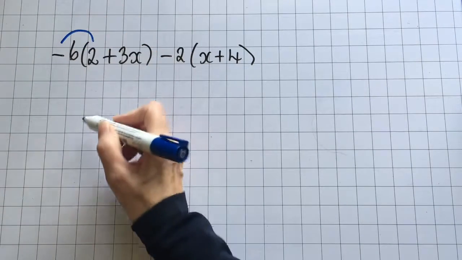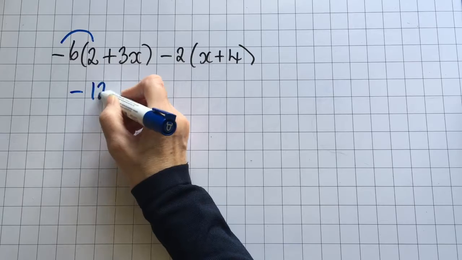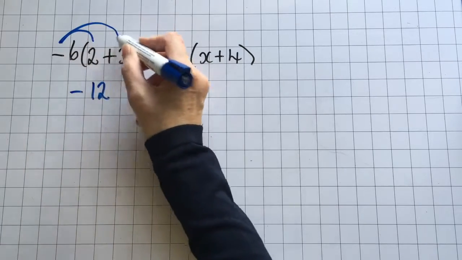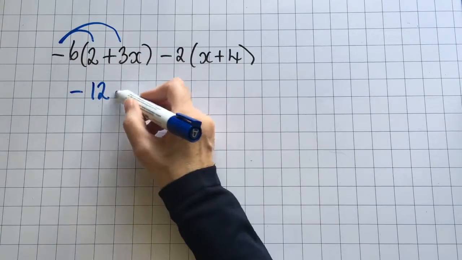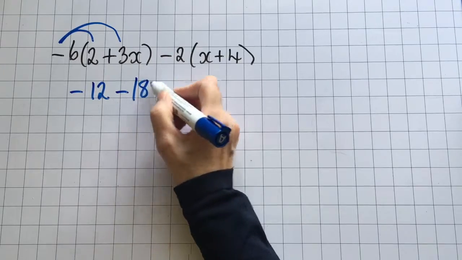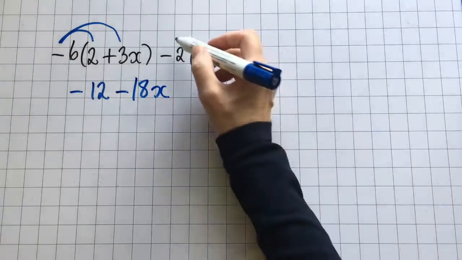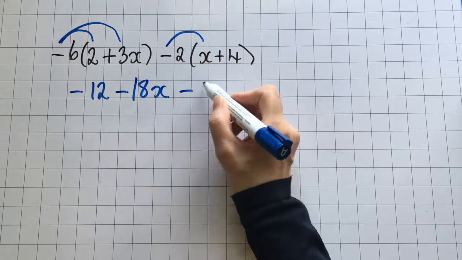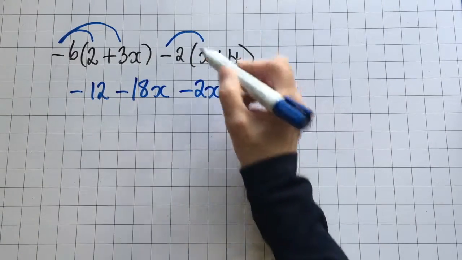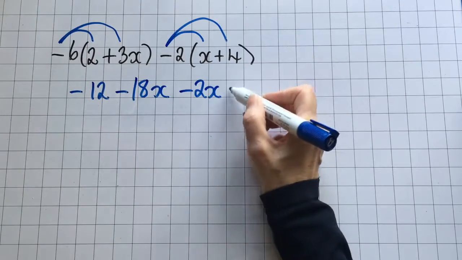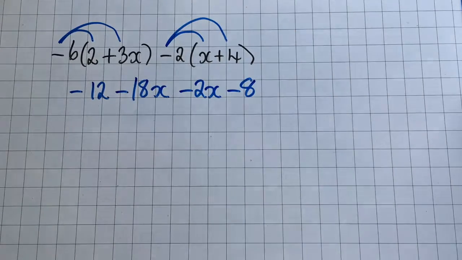Minus 6 times 2 is minus 12. Minus 6 times 3x is minus 18x. Now we're multiplying by the minus 2. Minus 2 times x is minus 2x. And minus 2 times 4 is minus 8. Now we're ready to simplify.